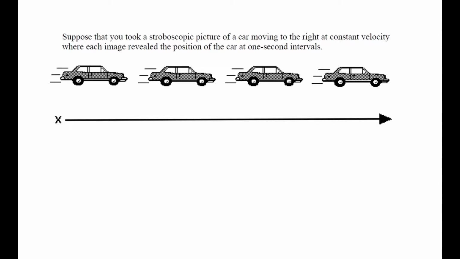Suppose that we have a stroboscopic picture of a car moving to the right at a constant velocity, where each image revealed the position of the car at 1 second intervals. So first off, we're going to say that this car is moving at 1 meter per second. That's very slow for a car, but it will help us with our understanding of how all of this is put together.